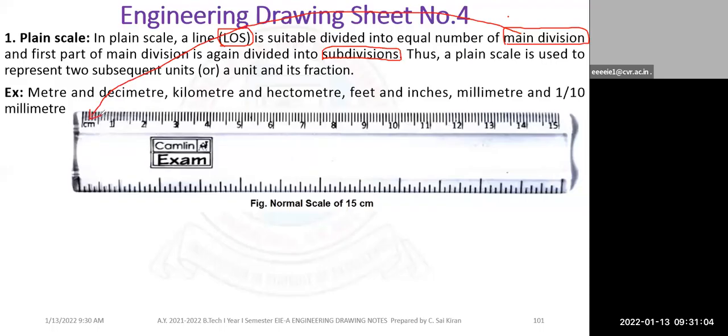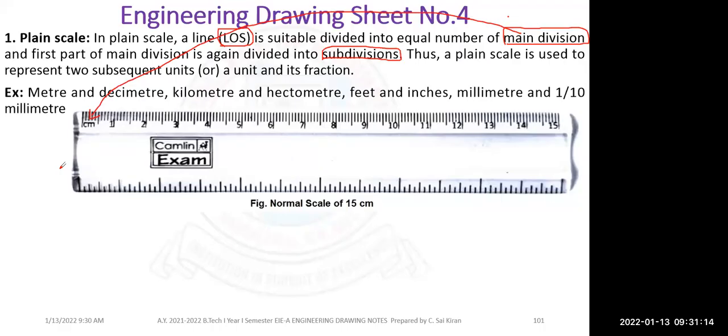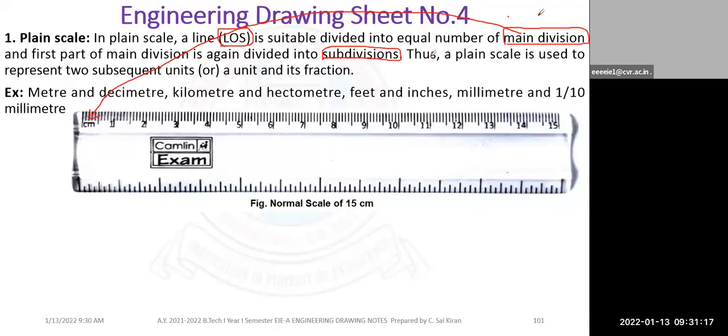And what is the subdivision on this scale? Centimeter is divided into which units? Yeah, anyone? Millimeter. Okay. So whatever scale you take, in the plane scale you can take two consecutive units. Here in this scale we are taking centimeter and millimeter. In another scale you can take feet and inches. So the main division will be feet and your subdivision will be inches. Like that, any scale you have to create. It represents two subsequent units or units and its fraction.